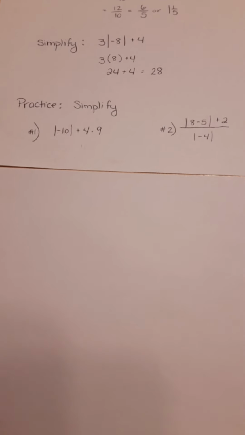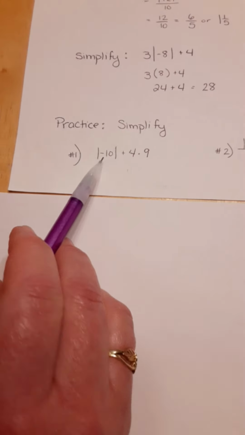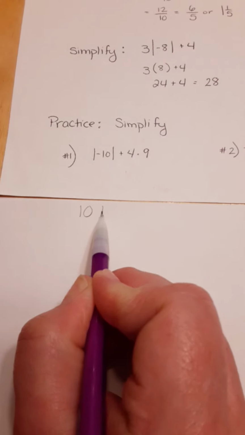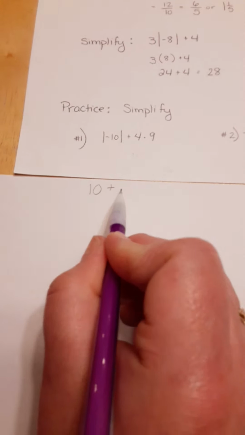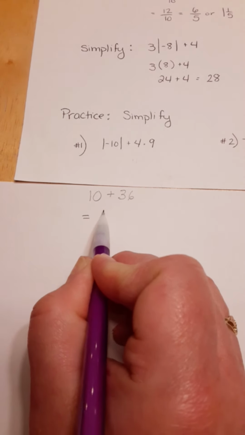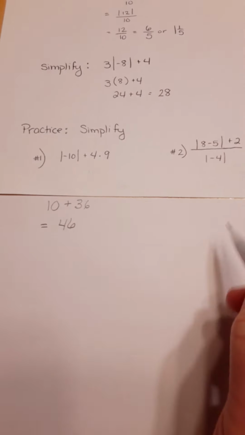Okay, working our way through it, the absolute value of negative 10 is 10. We had to do that first because of order of operations. Here's my plus, and then I can go ahead and do 4 times 9, which is 36. Go ahead, add them together, and my final answer is going to be 46.